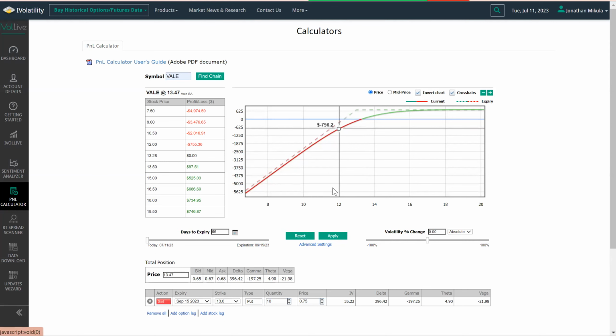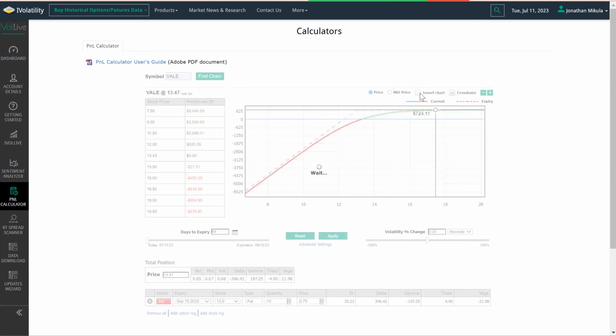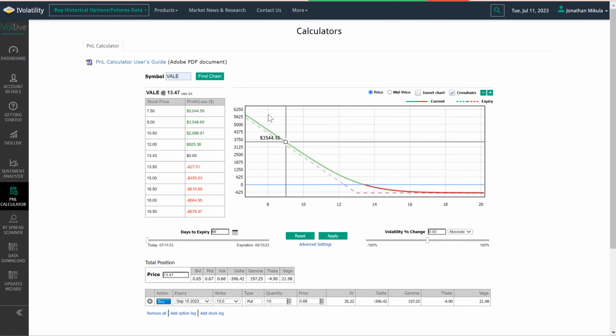And then again, we toggled between changing some of these different scenarios. Then we could say, well, okay, what if we want to go bearish on Vale? There's a couple different ways, a couple different shortcuts. One way you could do is just invert the chart. So now you could see this is a bearish bet. So we're earning money as Vale goes down. We're losing money as Vale goes up. So that's here on the chart and here in the table.